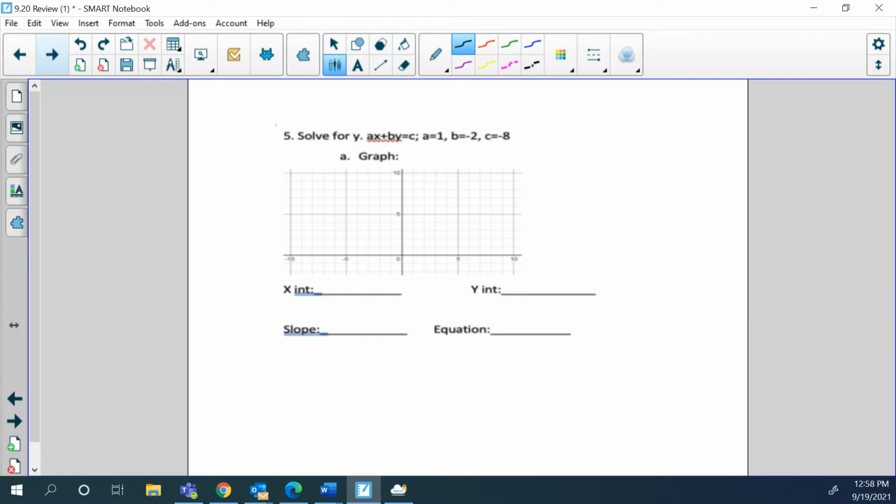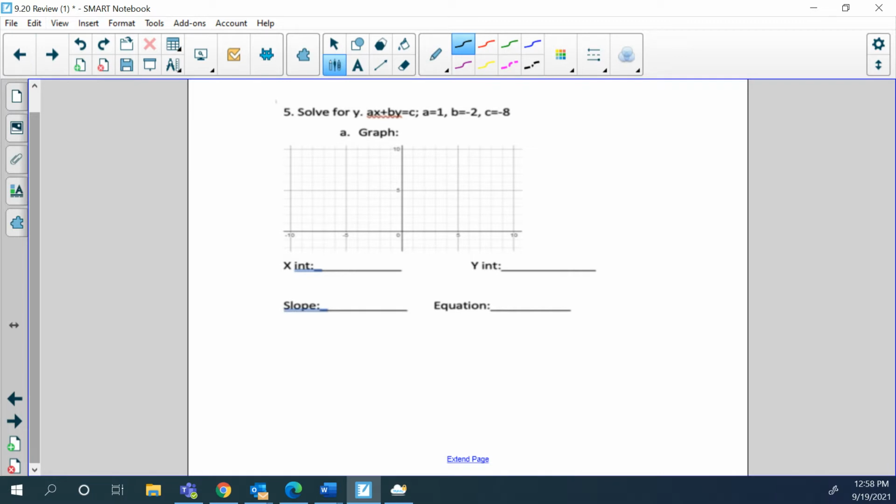Here, very similar problem. We're going to solve for y and then graph it. All right? Not the best graph, but we'll work with this one. So let's do it over to the side here. So a is 1. That's going to give me 1x or just x. Plus my b is negative 2, so that's going to be negative 2y. And my c is negative 8. Okay? Again, this is what I want, but I can't touch it yet because I have an x to the left side of it.